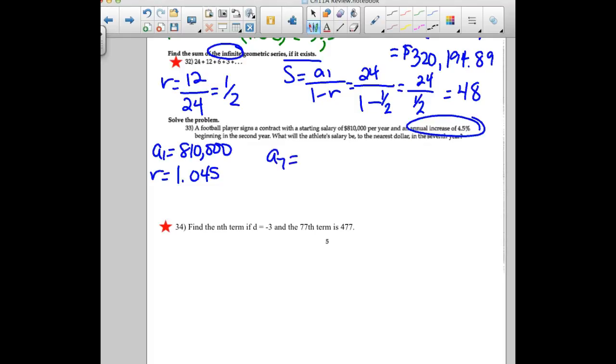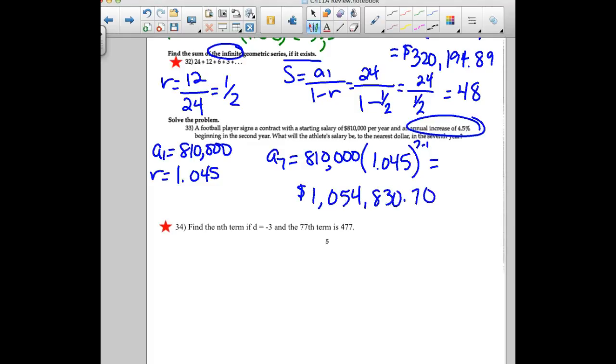So a sub 7 is our first term times our R value to the n minus 1 power. 7 minus 1, we'd have a 6 for an exponent. So our salary during the 7th year is $1,054,830.70.